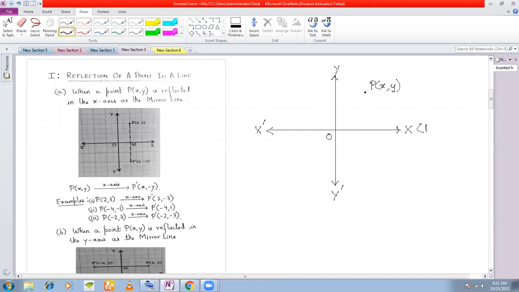So this is my mirror line here. X-axis is the mirror line. I want to reflect this point in the x-axis. So how am I going to reflect this? Concept remains the same. From P, you drop a perpendicular on the x-axis, preferably a dotted line. Here I'm giving you a bold line, but preferably a dotted line. You drop a perpendicular here.